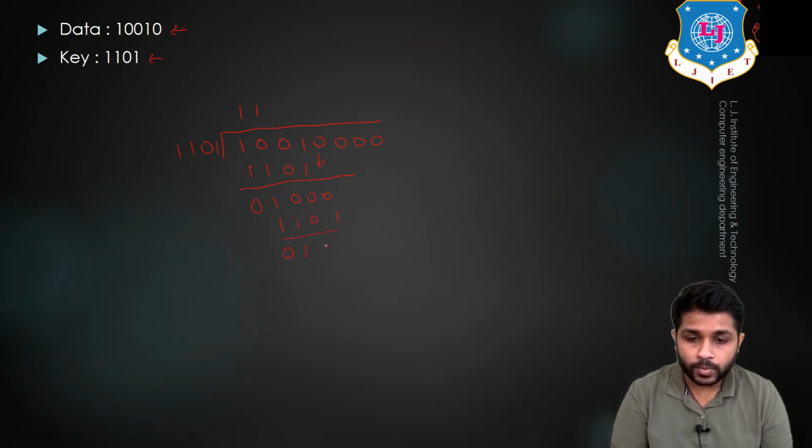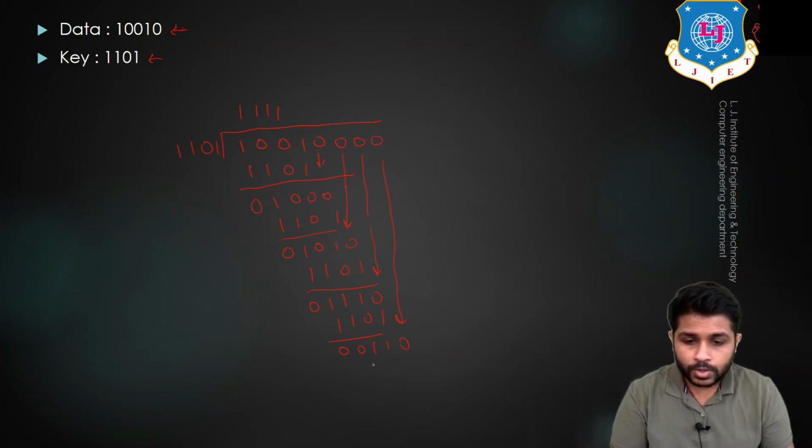So again 0 1 0 1 and this 0 will be borrowed. Again in the last 4 bits, the MSB is 1, so we'll multiply with 1, so we'll get 1 1 0 1. So 0 1 1 1 and this 0 will be borrowed. Again in the last 4 bits the MSB is 1, so we'll multiply with 1, so 1 1 0 1. So that is 0 0 1 1 and this 0 will be brought down here.